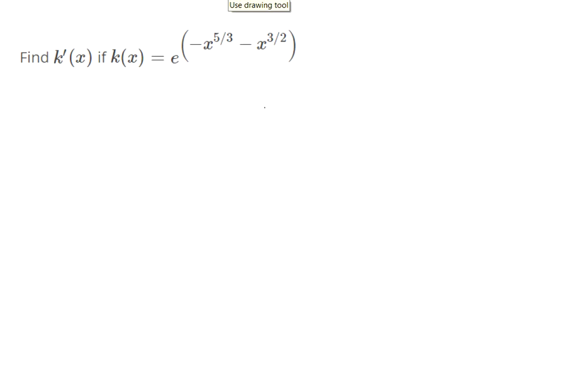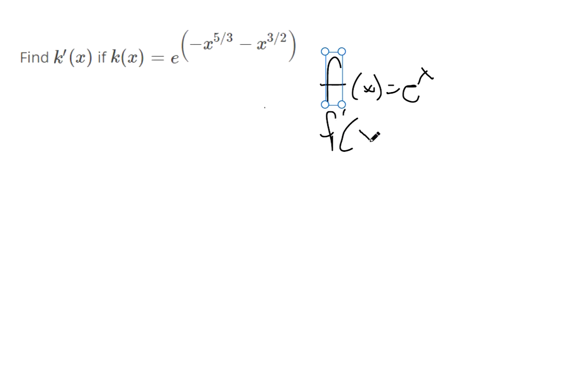Okay, it doesn't look like Newton eases us into these problems. But the big idea here is that if you have f of x equals e to the x, the derivative of f of x is e to the x. The derivative is itself. It describes its own rate of change.